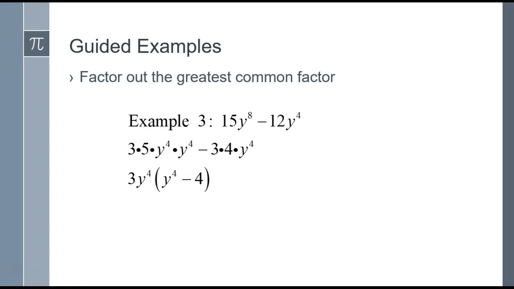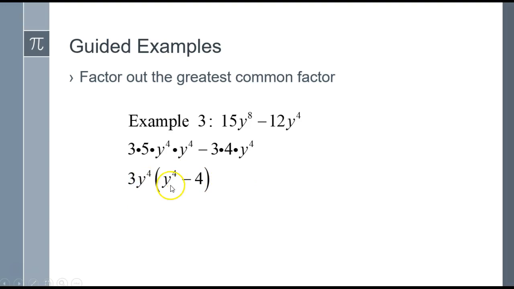So for our third example, we have numbers and letters again. And you can see 15 and 12 have a common factor of 3. Y to the 8th and y to the 4th. There is a y to a power in both of my terms, or in all of my terms. And 4 is smaller than 8, so y to the 4th is part of the greatest common factor.